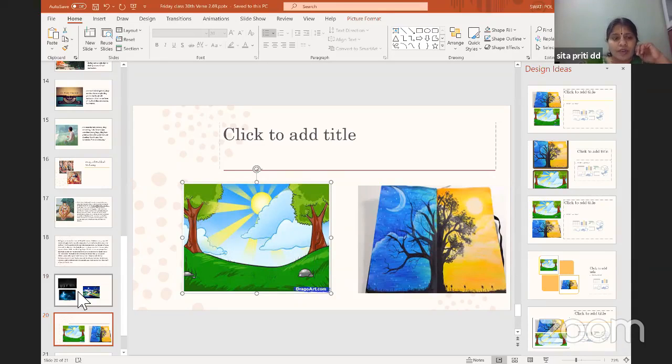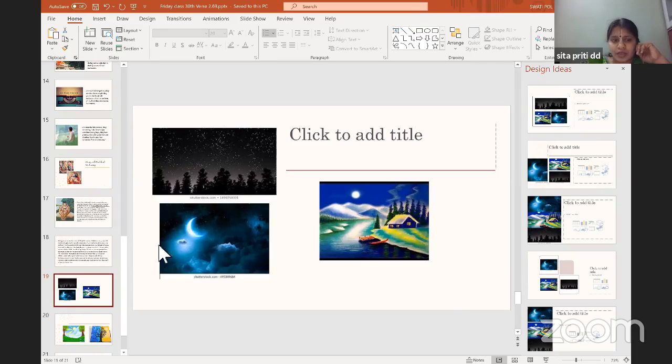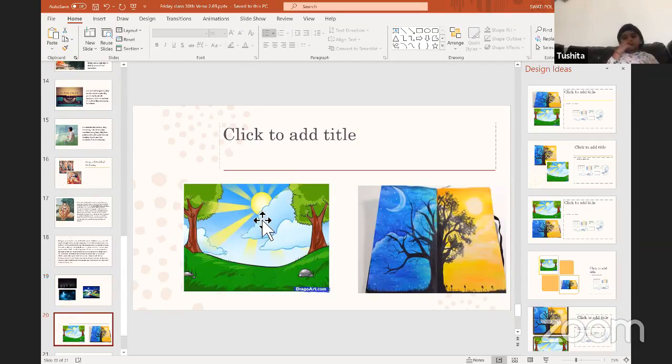I'll give you two or three options. Whichever you feel is going to be good for you, you can start with that. So we have one option over here wherein you can draw one night picture. On one of the papers you can draw a view of a night: a sun, a moon, clouds, stars. And on the other paper you can draw a day view. That means sun, trees, greenery, grass, clouds, blue clouds.